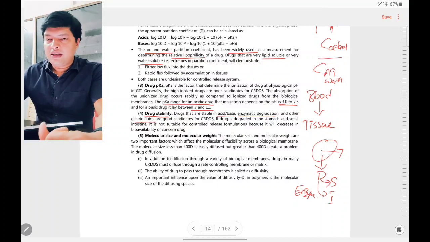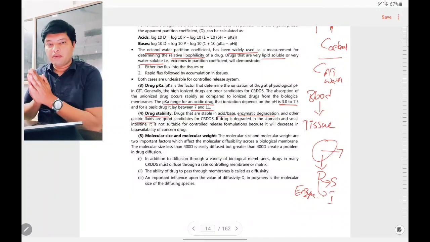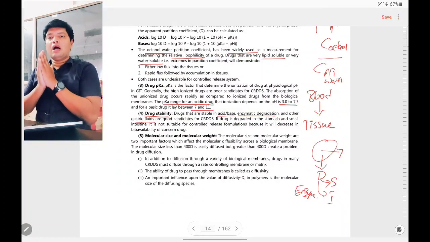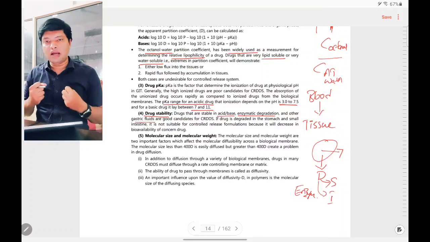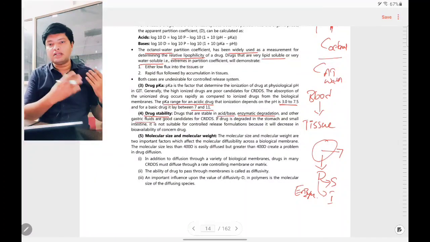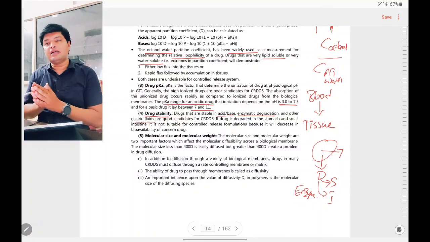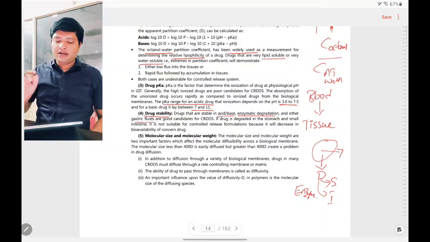So what this point is saying is the drug should be stable. What I am going to control here is only the release of the drug from the dosage form. That is only in my hand. If as soon as it releases, it is undergoing any type of degradation, whether say acid, base or enzymatic degradation, then it is not a good candidate to design controlled drug delivery system.